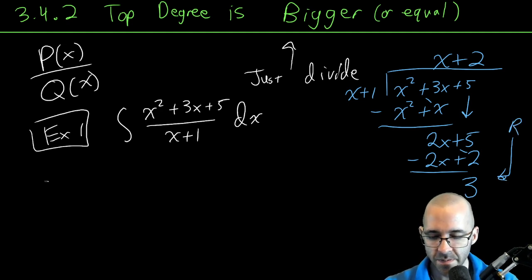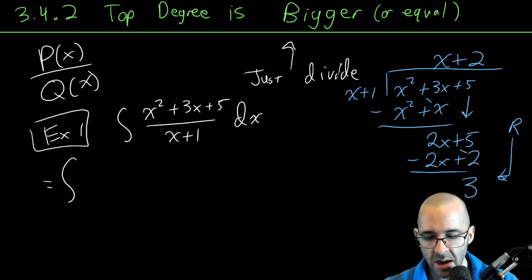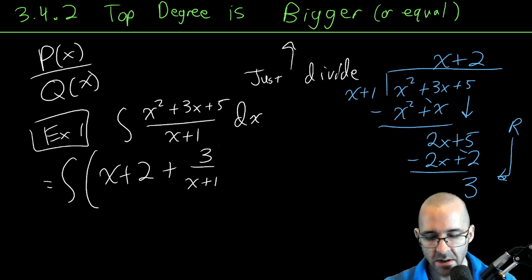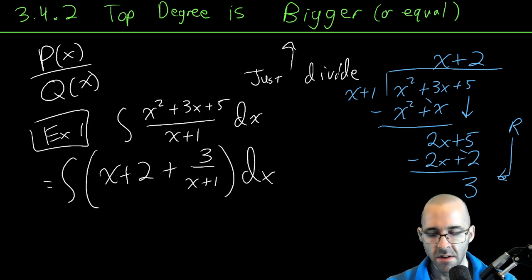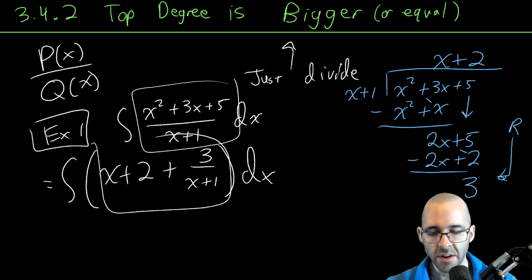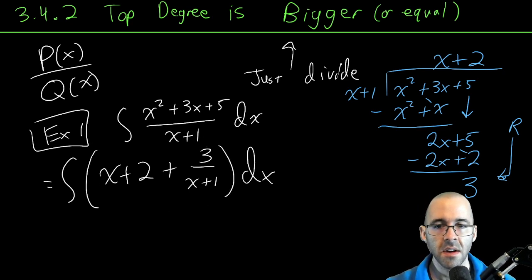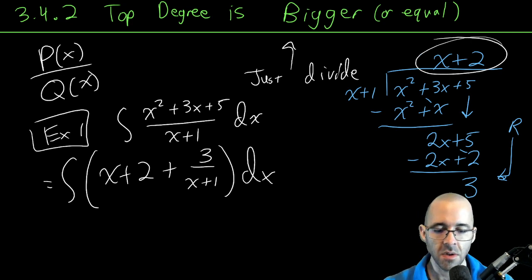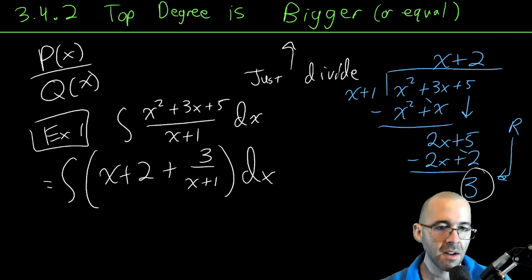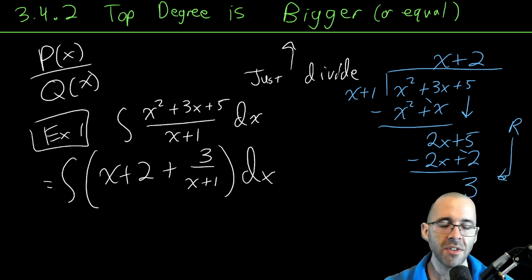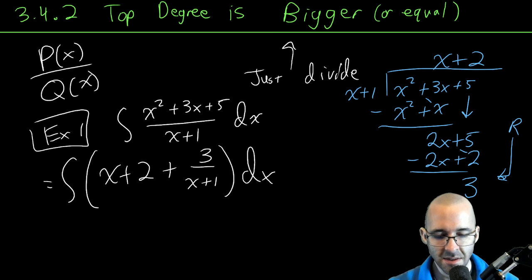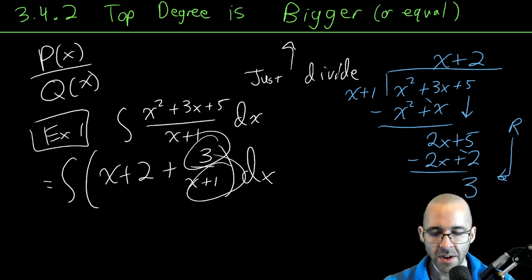So this integral is just the integral of x plus 2 plus the remainder divided by the denominator. These two things are equal to each other. We just divided it out. And when we divided it, we found out that the quotient was x plus 2, but it didn't divide perfectly. There was a remainder. So just like if you're dividing by 3 and your remainder is 2, then we have a 2/3. Just the remainder divided by the original denominator.